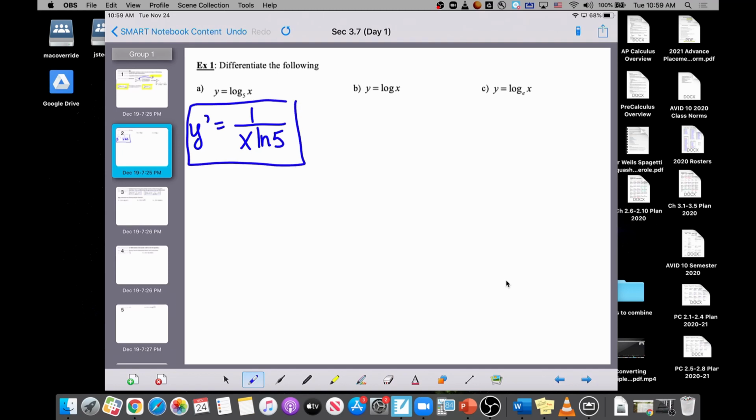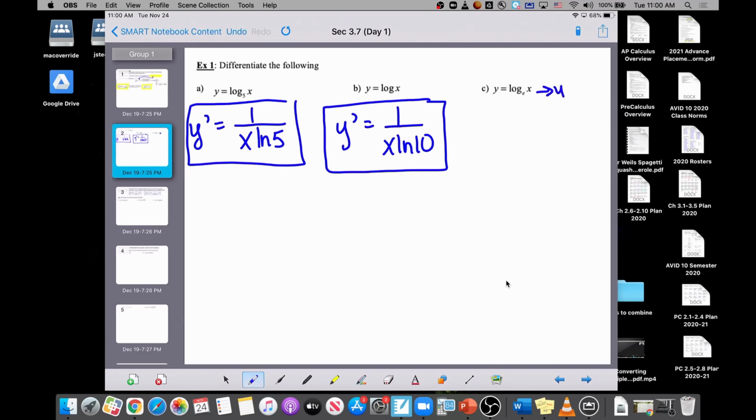In example B, remember when you see log but you don't see a base, the base is 10. So this is going to be y prime is equal to 1 over x natural log 10, because in this case the base of our log is 10. And then in our third example, I wrote the example as log, but the base is e, so keep in mind this is really y equals natural log x, and we know that y prime then is just going to be 1 over x times natural log of the base, but natural log of e is 1. So 1 over x times 1 is just 1 over x.